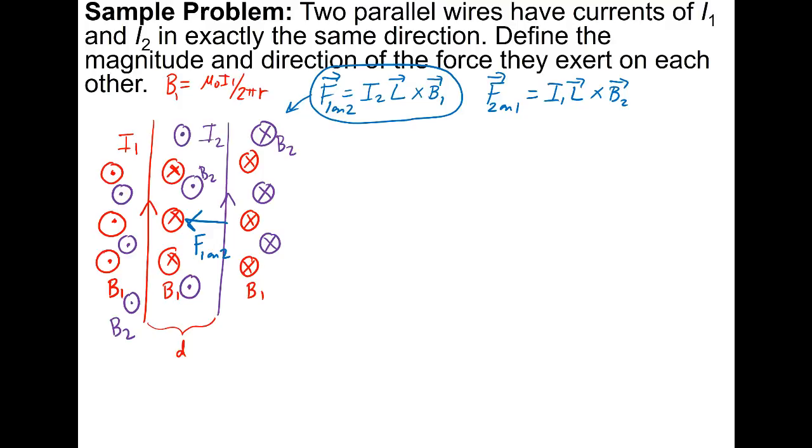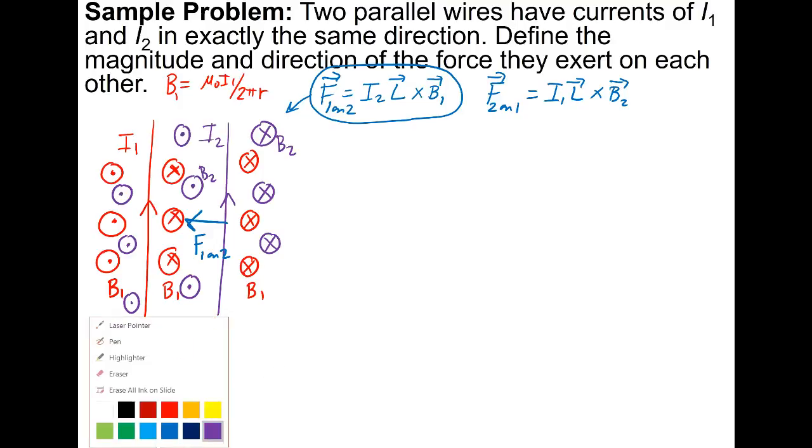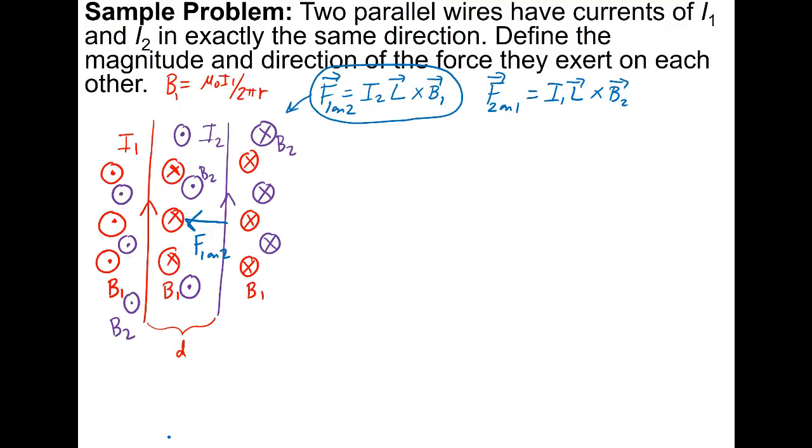Okay, so what's the force from 2 acting on 1? Okay, your pointer finger points up. Your palm, representing the field, must point out of the page. So I have to flip my hand so that my fingers are pointing up and my palm is pointing out of the page, and my thumb is pointing to the left. The force of 2 on 1 is to the left. So what's happening to these wires? They are being attracted.